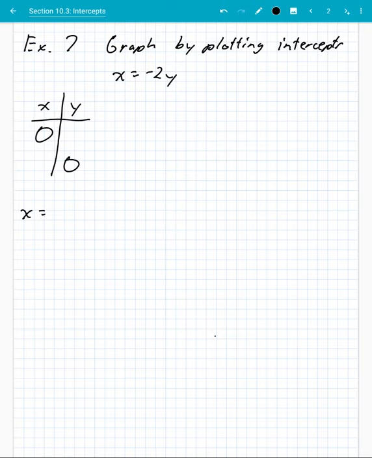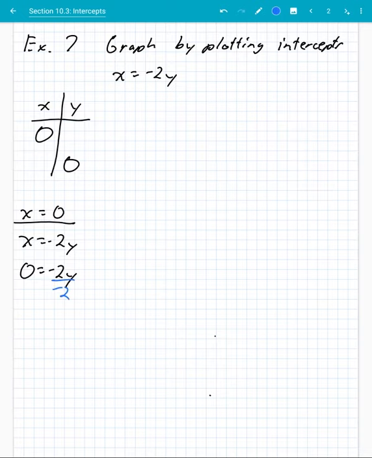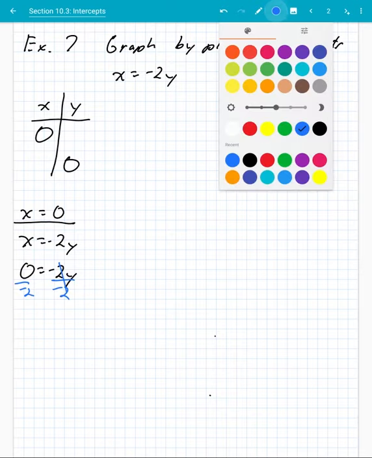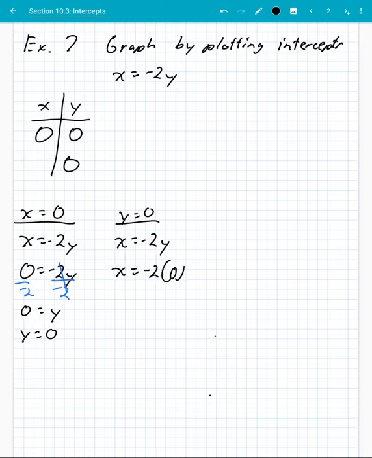If I make x equal 0, oops, I'll write the equation first. x equals negative 2y. 0 equals negative 2y. And then to solve for y, you have to divide by negative 2 on both sides. But you're left with y equals 0. If we do y equals 0 for the next point, we would do x equals negative 2y. So we make y equal to 0. Negative 2 times 0 just makes 0. So when we plugged in y equals 0, we got x equals 0.